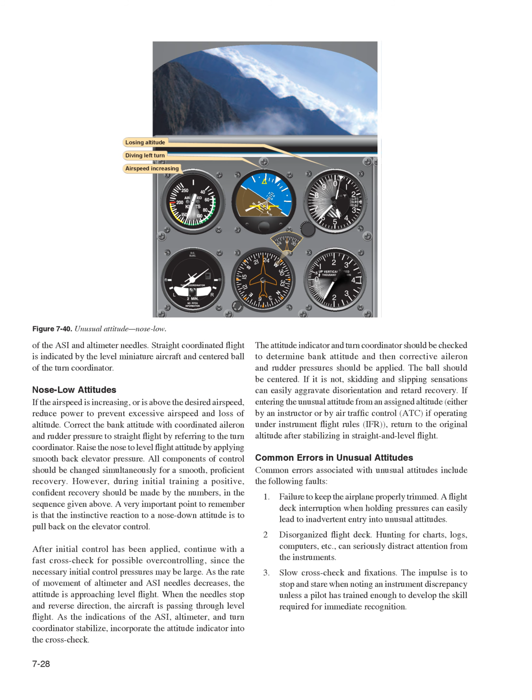As the indications of the airspeed indicator, altimeter, and turn coordinator stabilize, incorporate the attitude indicator into the crosscheck. The attitude indicator and turn coordinator should be checked to determine bank attitude, and then corrective aileron and rudder pressures should be applied. The ball should be centered. If it is not, skidding and slipping sensations can easily aggravate disorientation and retard recovery. If entering the unusual attitude from an assigned altitude, either by an instructor or by air traffic control, ATC, if operating under instrument flight rules, IFR, return to the original altitude after stabilizing in straight and level flight.